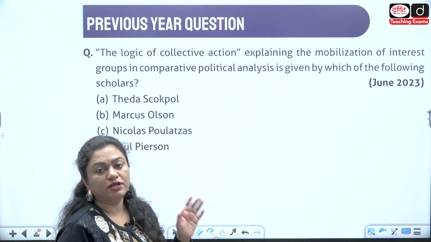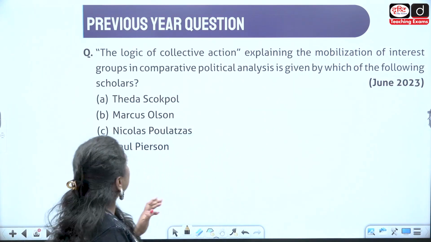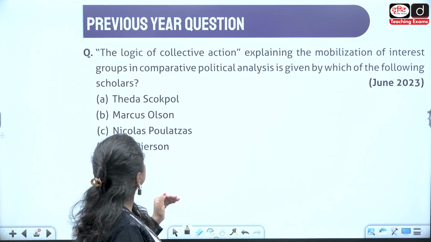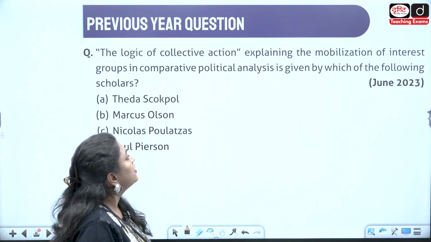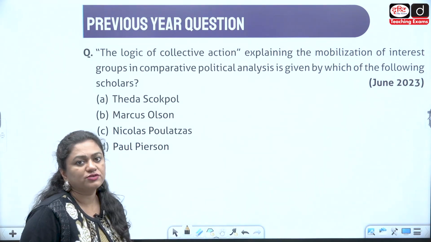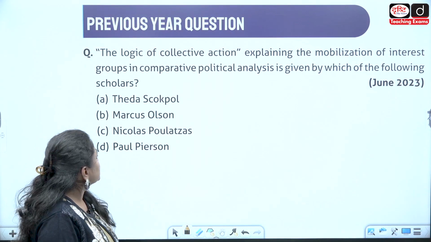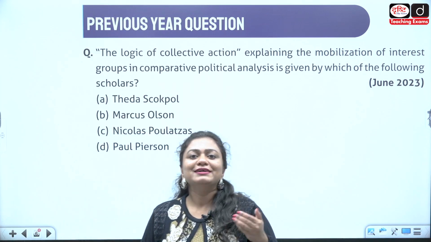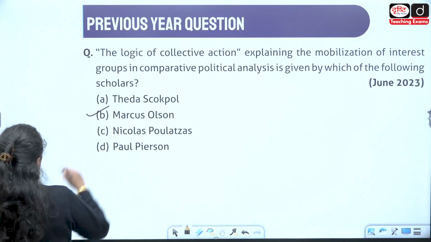Now we have the logic of collective action. So, the logic of collective action explaining the mobilization of interest groups in comparative political analysis is given by which of the following scholars? So, we have A. Theda Skocpol, Olson, then we have Nicholas Poulantzas and Paul Pierson. So, you have to find the correct answer. Here our correct answer is B. Olson.